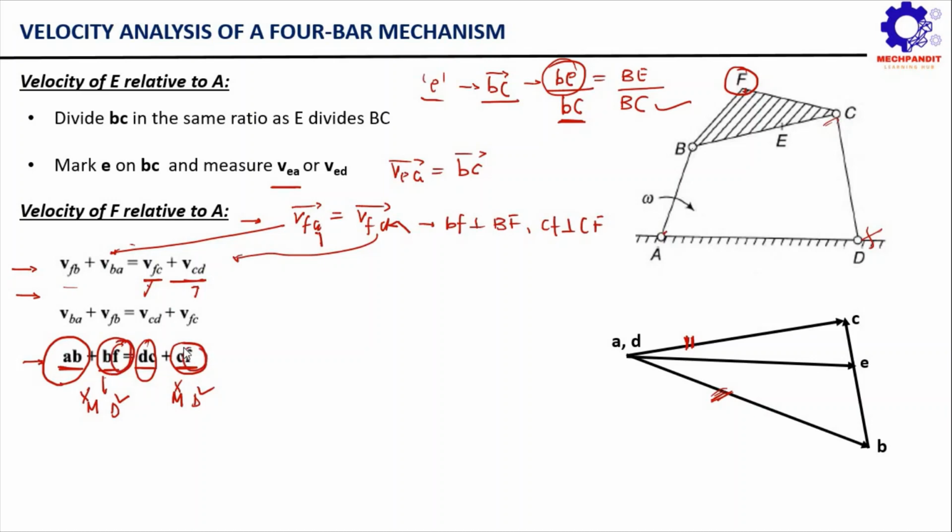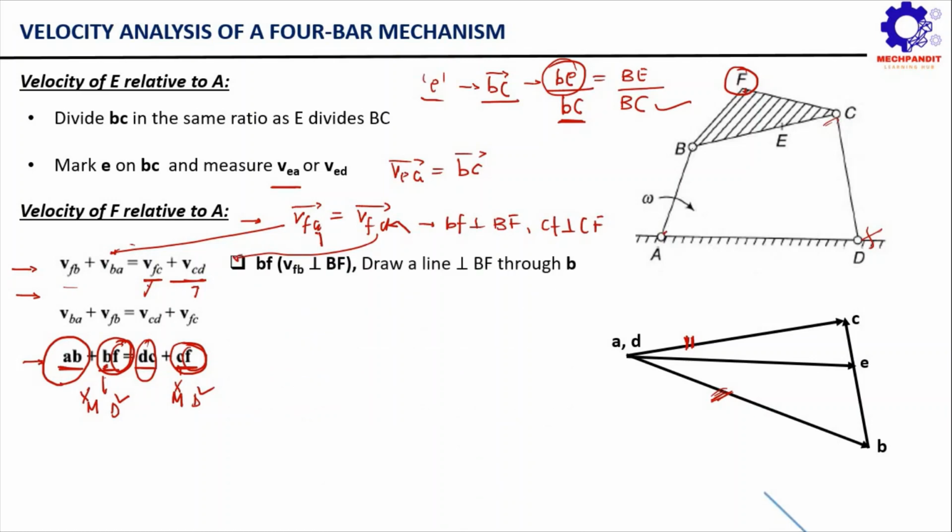This point F is common. So if we locate this F in the vector diagram, then we can easily figure out the magnitudes of the BF vector and the CF vector. Now you can also observe that the point B in the BF vector and the point C in the CF vector are already marked in the vector diagram, right? So now what should be our next step?